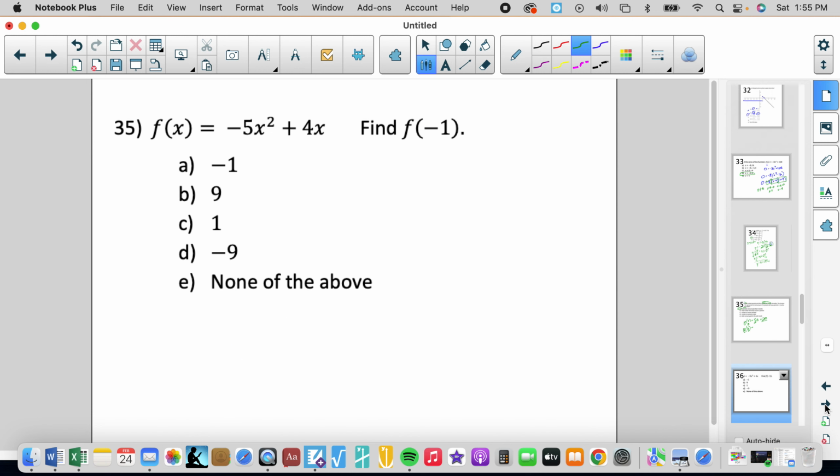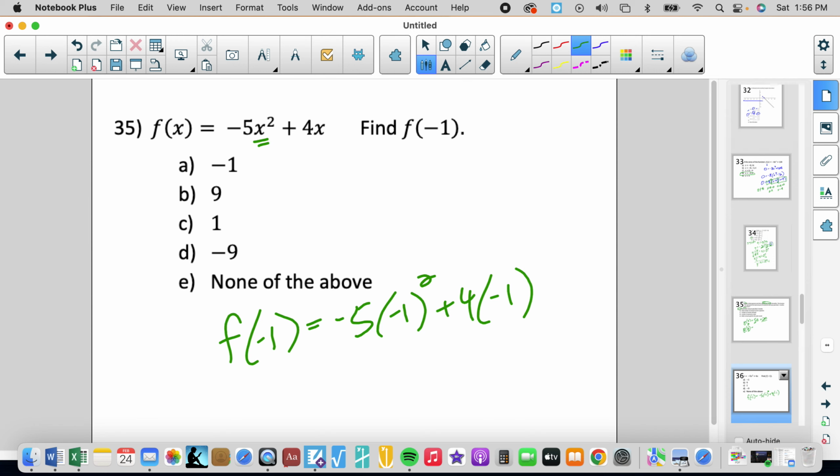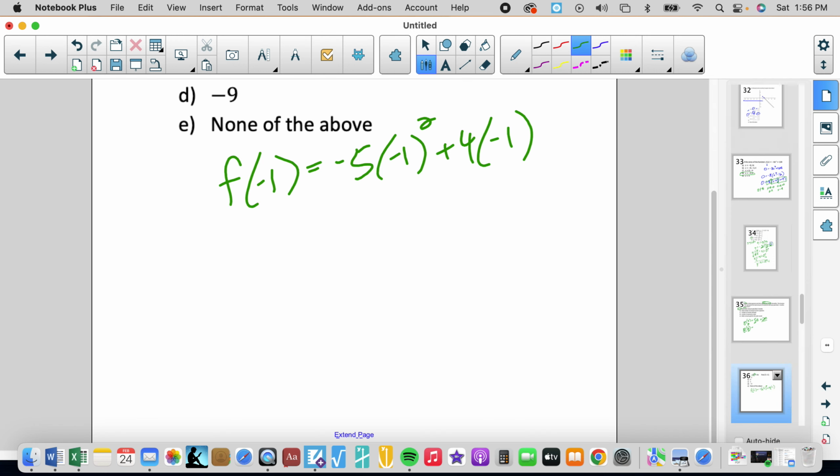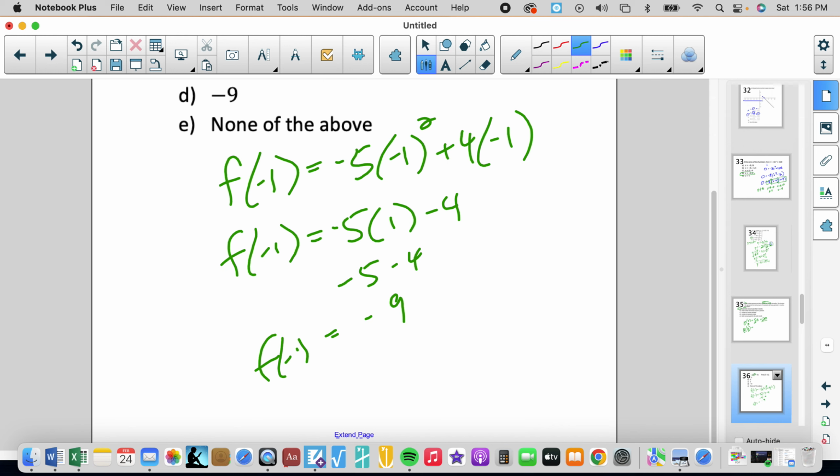F of X equals negative 5X, find F of negative 1. So we're just plugging negative 1 in for X. We have a quantity because we're only squaring the X. That negative 5 is independent of it. So F of negative 1 equals negative 5 times 1 minus 4, negative 5 minus 4, negative 9. So F of negative 1 equals negative 9, and that would be D.